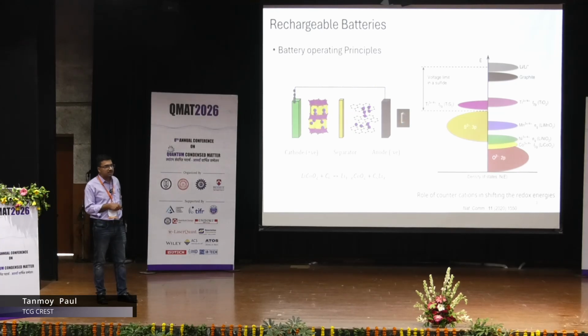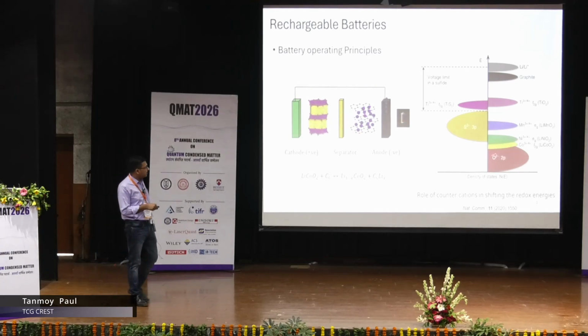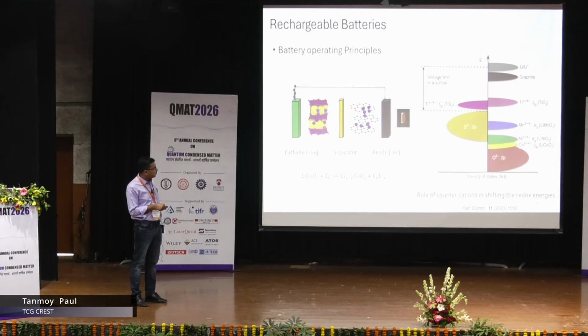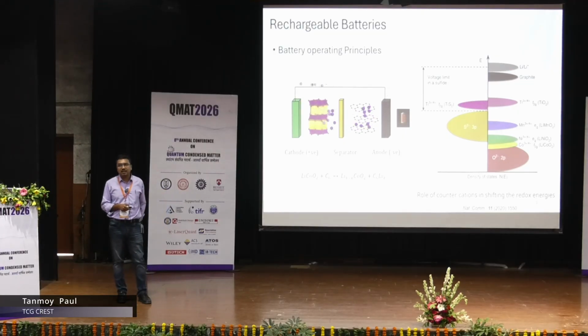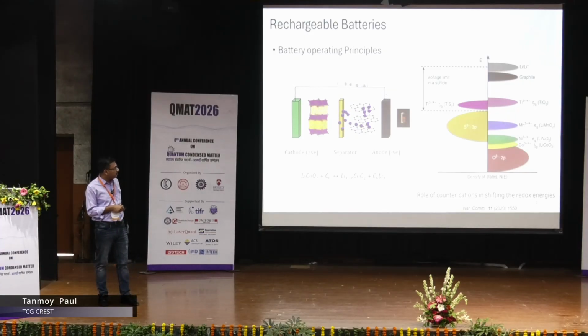So this is the position. Schematically, it will be in this position, and then lithium will be here. The difference gives me the electrochemical potential. And we could see that when we move from lithium cobalt oxide to lithium nickel oxide, lithium manganese oxide, and so on and so forth.